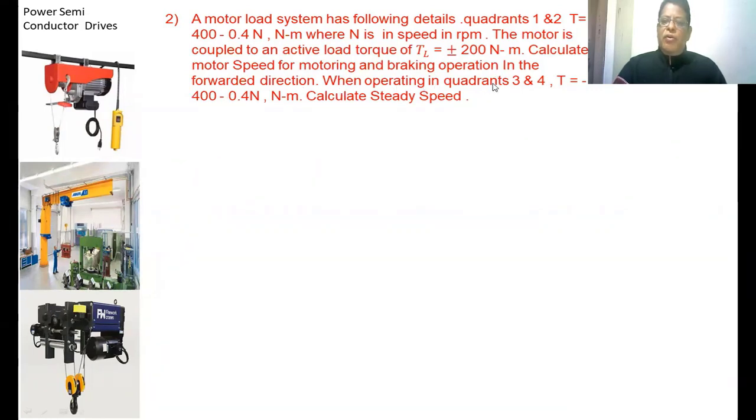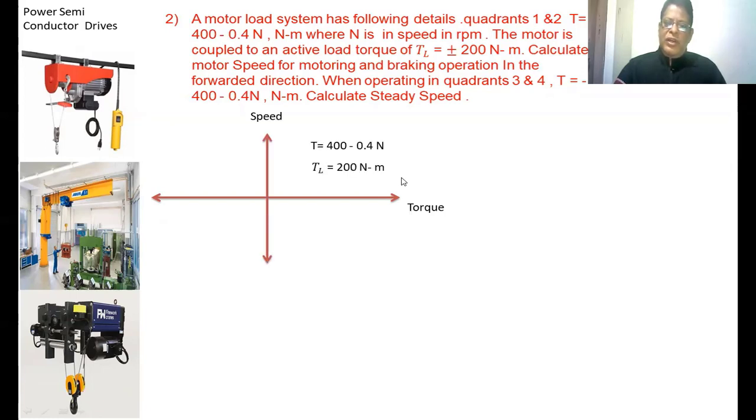When operated in quadrant 3 and 4, the generator torque equal to minus 400 minus 0.4 N Newton meter. Calculate the steady state speed. In this case, in the first and second quadrants, the generator torque is given as 400 minus 0.4 N. Here, load torque is given as plus or minus 200. So, on the x-axis, you have taken the torque, and on the y-axis, you have taken the speed.